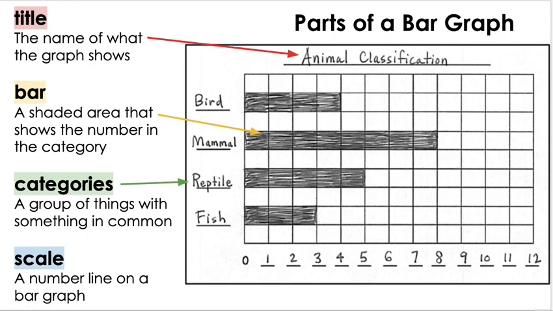Next is categories. You've been learning about categories all week. Those are the different groups of things that all have something in common. And then the last thing is scale. So the scale is the number line on the bar graph. And so this tells us if we've filled in up until that number, that's how many we have. So here the mammals filled up to 8, the reptiles filled up to 5, the fish filled up to 3. So you see I'm kind of counting over here and then I go down to find the number.